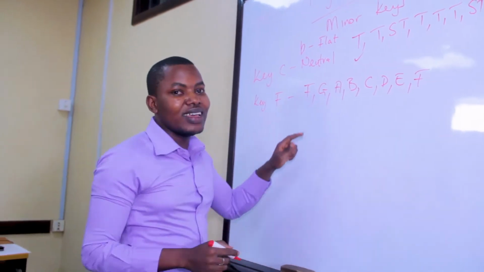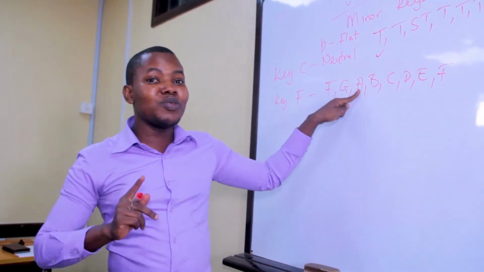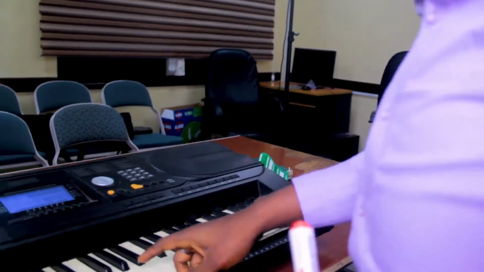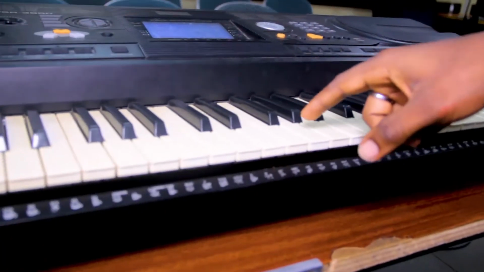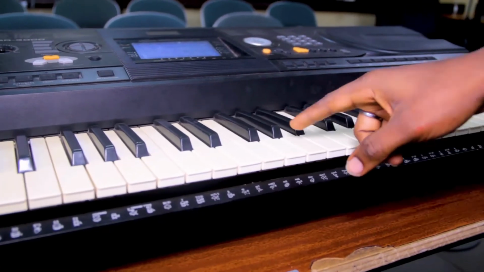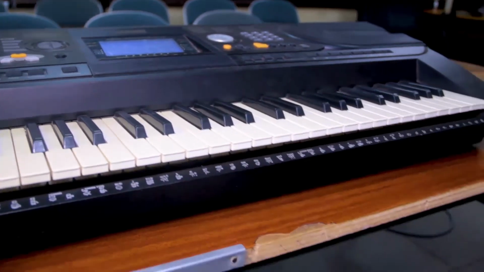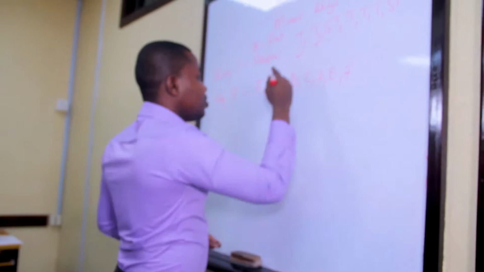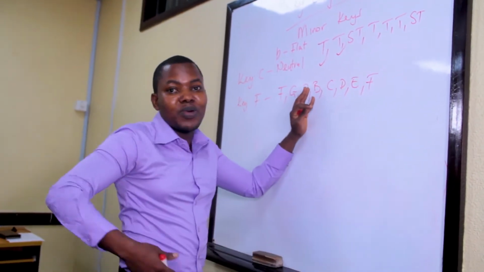So we check, right? Now we have G. G to A, is it a tone or a semitone? So we come back to our keyboard. This is A. G to A, is it a tone or a semitone? It's a black key involved, so it's a tone, right? So we check. So you see they are following A to B, is it a tone or a semitone?